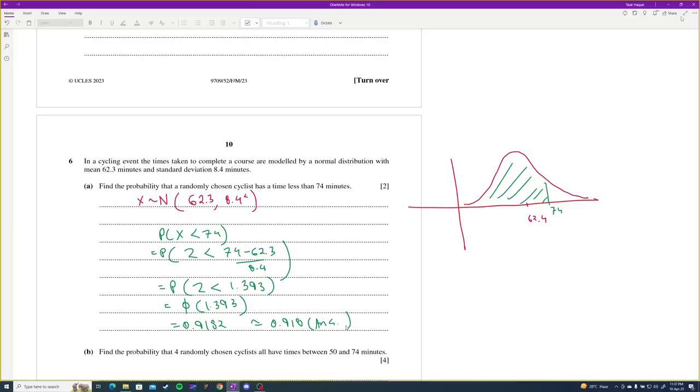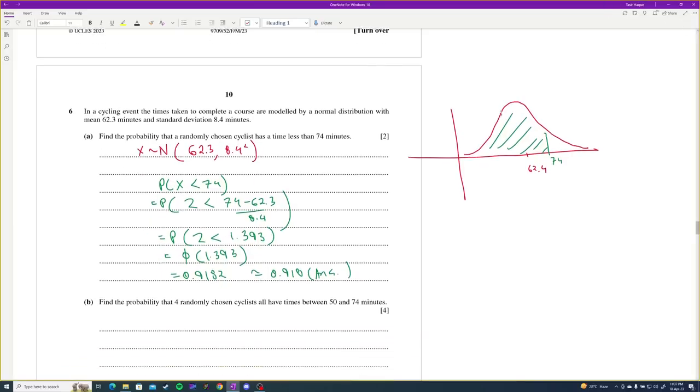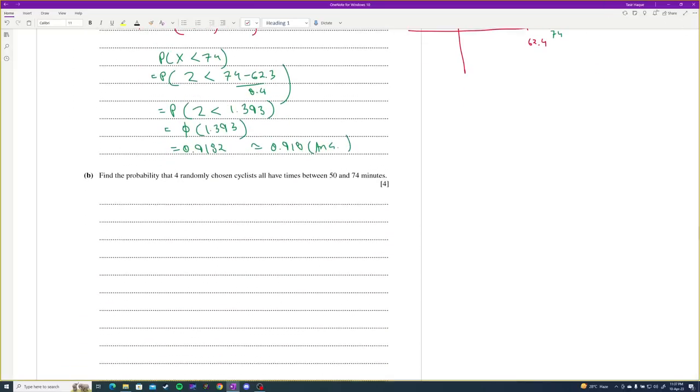Okay. Next, find the probability that 4 randomly chosen cyclists all have times between 50 and 74. So we have to find out the probability for one cyclist first. So P, now X is in between 50 and 74, so greater than 50, but less than 74. Okay, so let's do this. Let's standardize this.